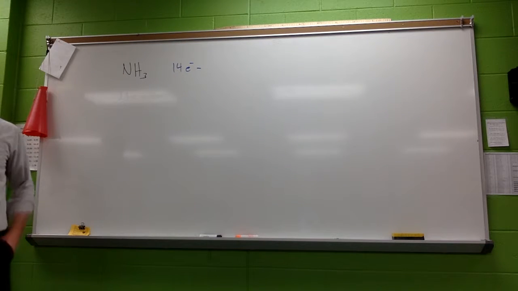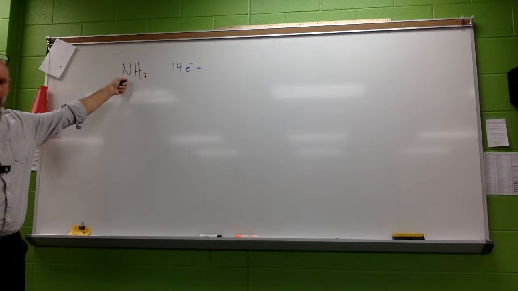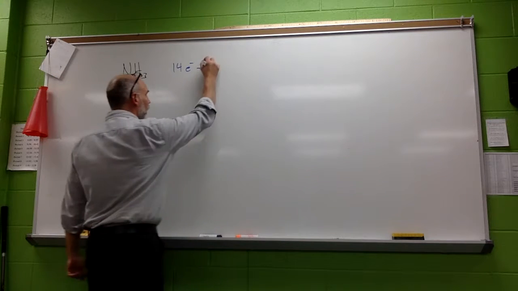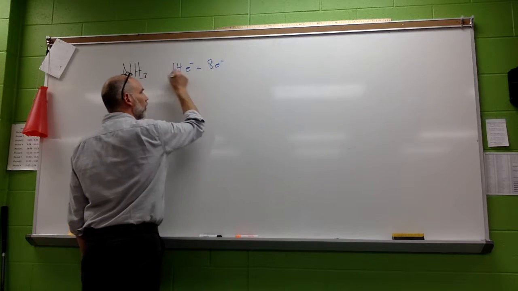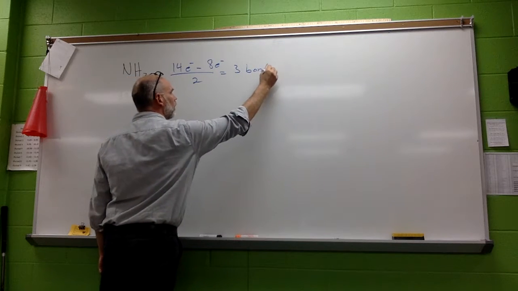Okay. How many valence electrons? Nitrogen has 5. Each hydrogen has 1, for a total of 8. Divide by 2, 3 bonds.